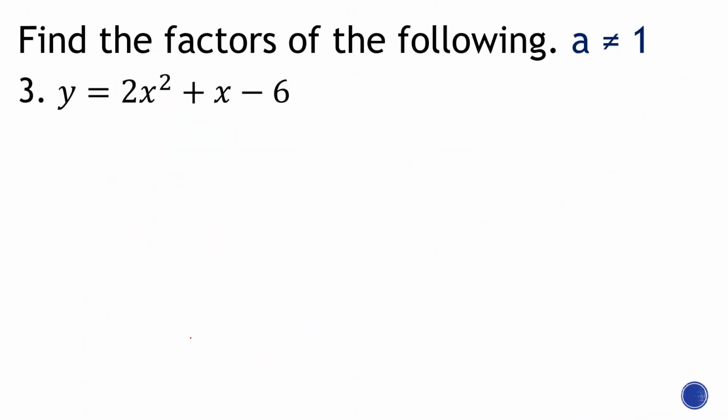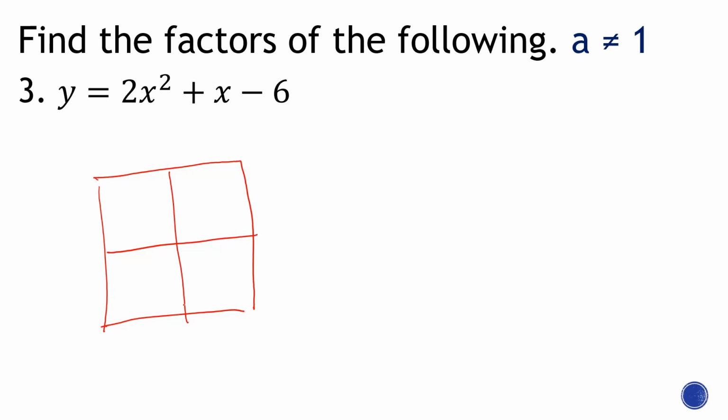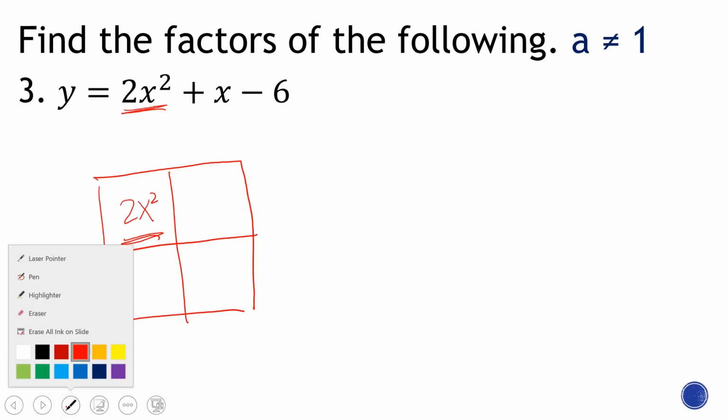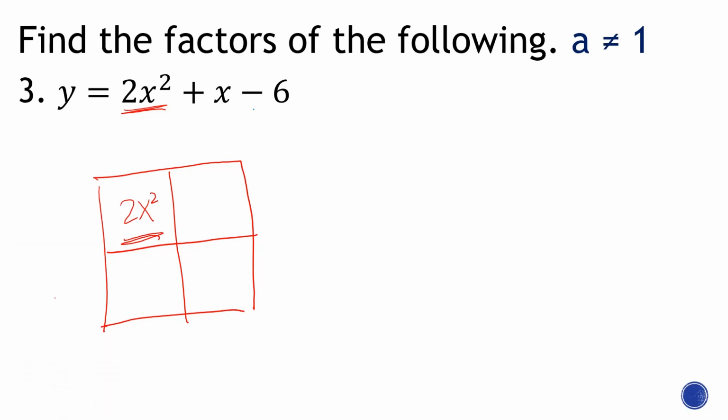There you go. Okay, last two examples. Second to the last one. So this one, we have 2x squared plus x minus 6. Draw the box, 2 by 2. Write this here, so 2x squared. And then that constant, negative 6, you put that here on the lower right.